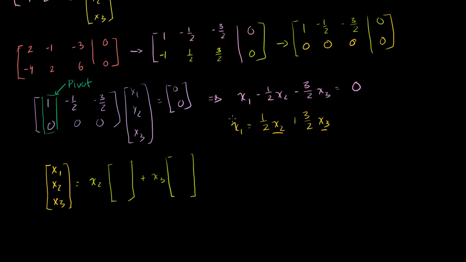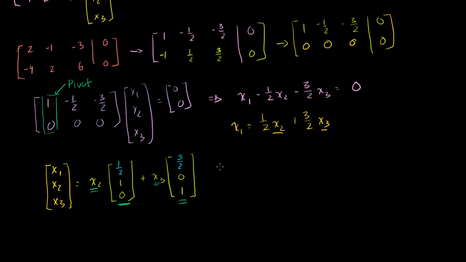And we have here x1 is 1/2 times x2 plus 3/2 times x3. x2 is just going to be x2 times 1 plus 0 times x3. x3 is going to be 0 times x2 plus 1 times x3. So our null space, these can be any real numbers right here. They're free variables. So our null space is essentially all of the linear combinations of this guy and that guy.